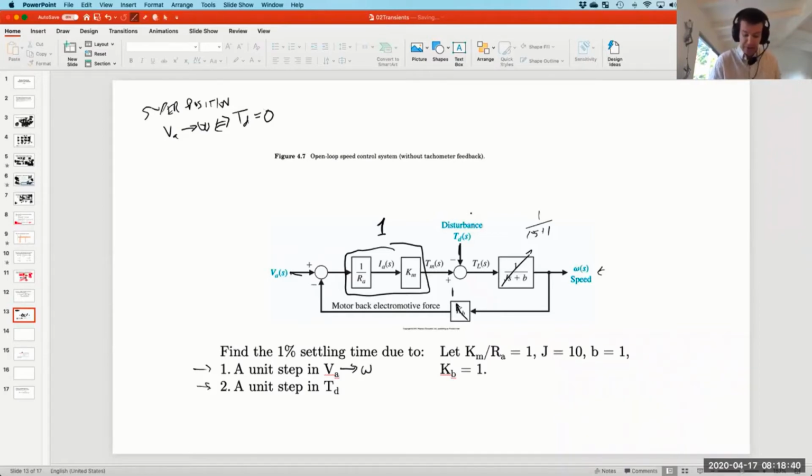Which is actually convenient in this case, because when the disturbance signal is 0, this summing junction takes T_m, subtracts 0 from it, and I get T_L, which means that T_m and T_L are the same. So the equivalent block diagram is: V_A into the summing junction, K_m over R_a is 1, so this is the 1 block. This summing junction means we're adding or subtracting 0, and then this goes into the process block, 1 over 10s plus 1. And this gets fed back with unity gain.